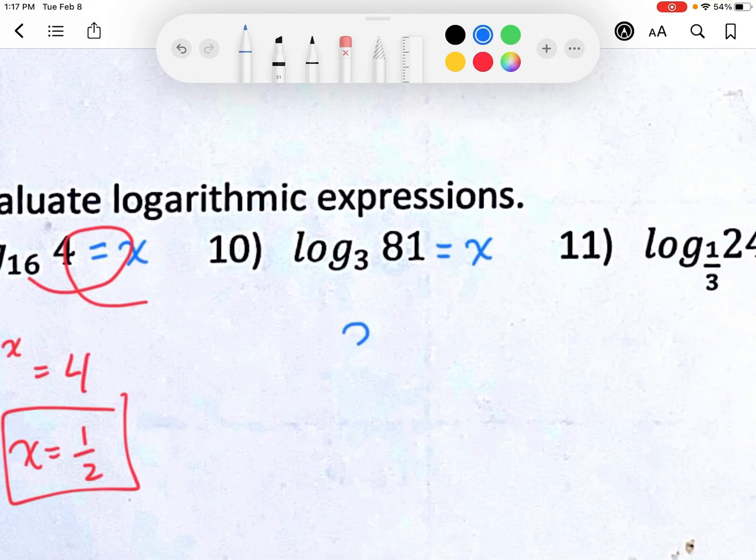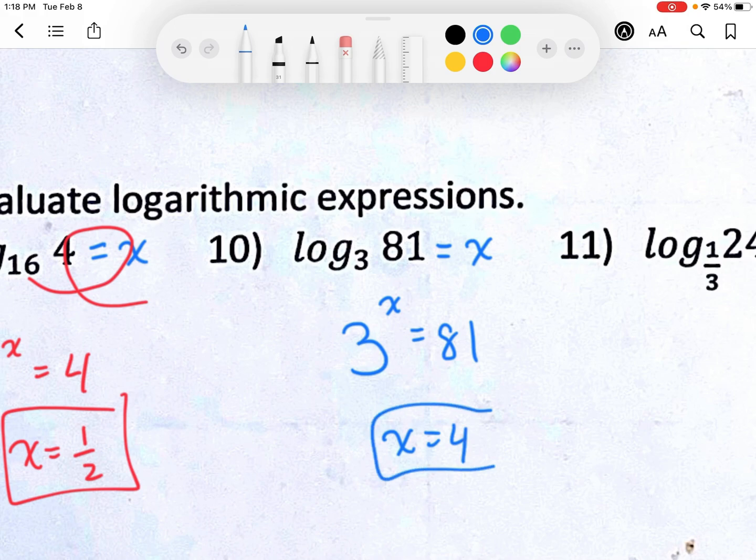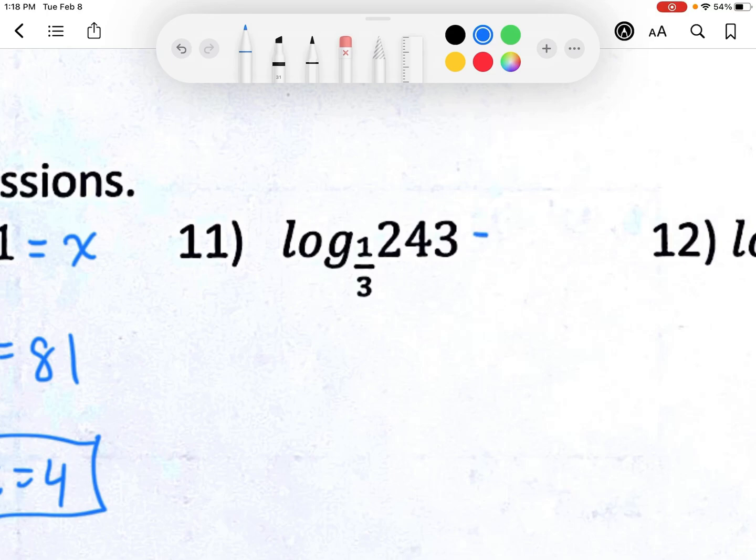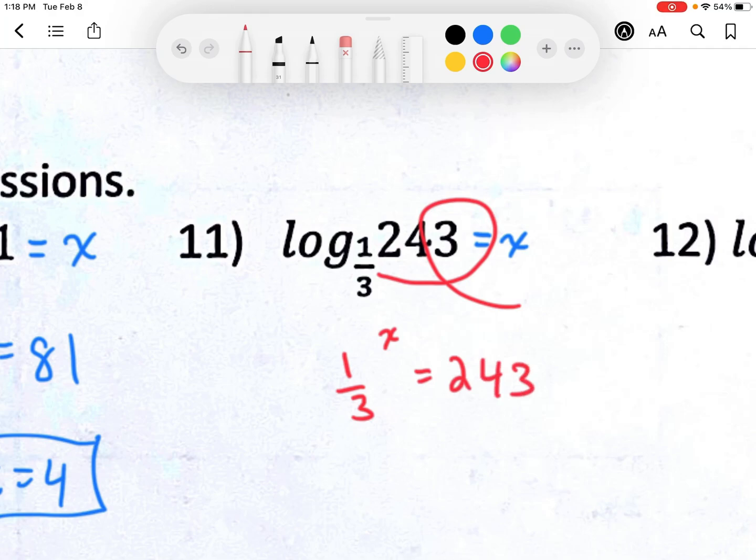Again, 3 to what power is 81? 3 to the 4th power is 81. That's all you do. Number 11. To figure out this answer, draw your e. 1/3 to what power is 243? It's got to flip, so it's got to be negative something. Go ahead and think about that.